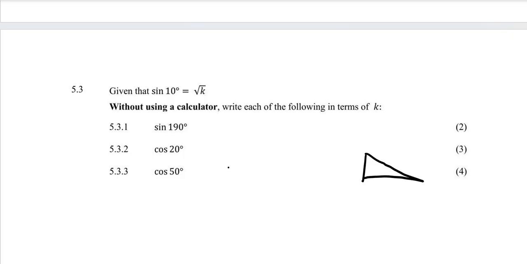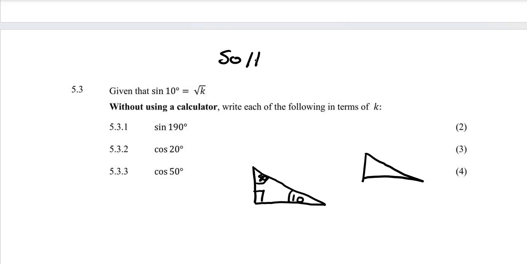Let's draw this one here, a right angle triangle. Here we'll have 10 degrees, and we know that this is 90, and the sum of angles in a triangle is 180. Means that here we have 80 on this side.